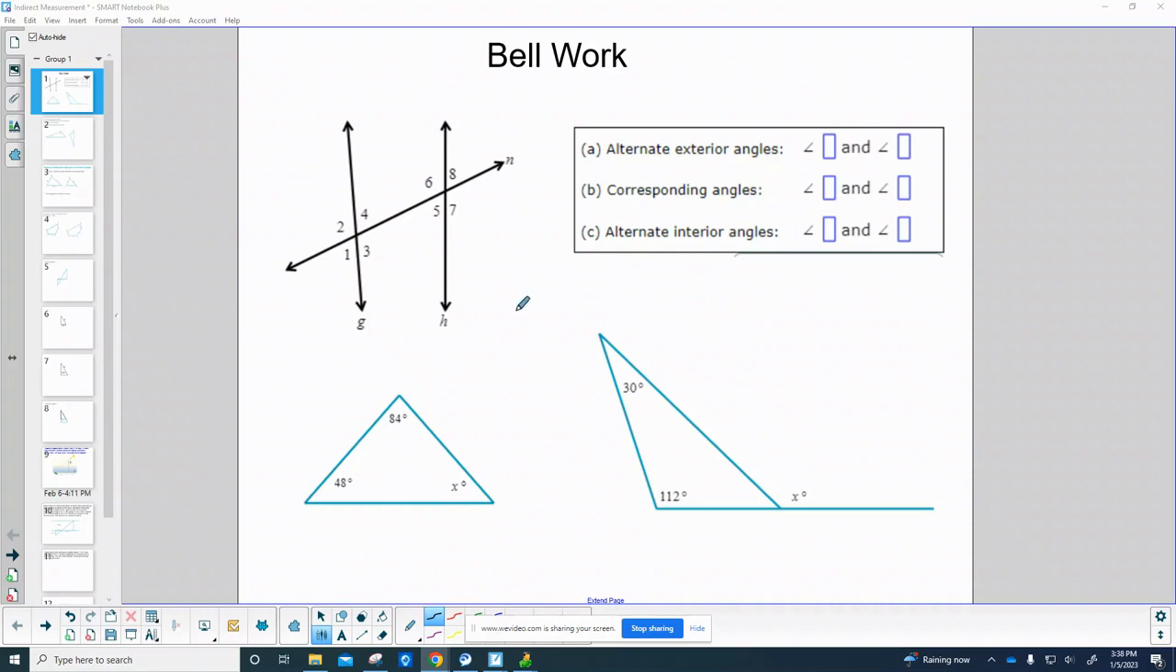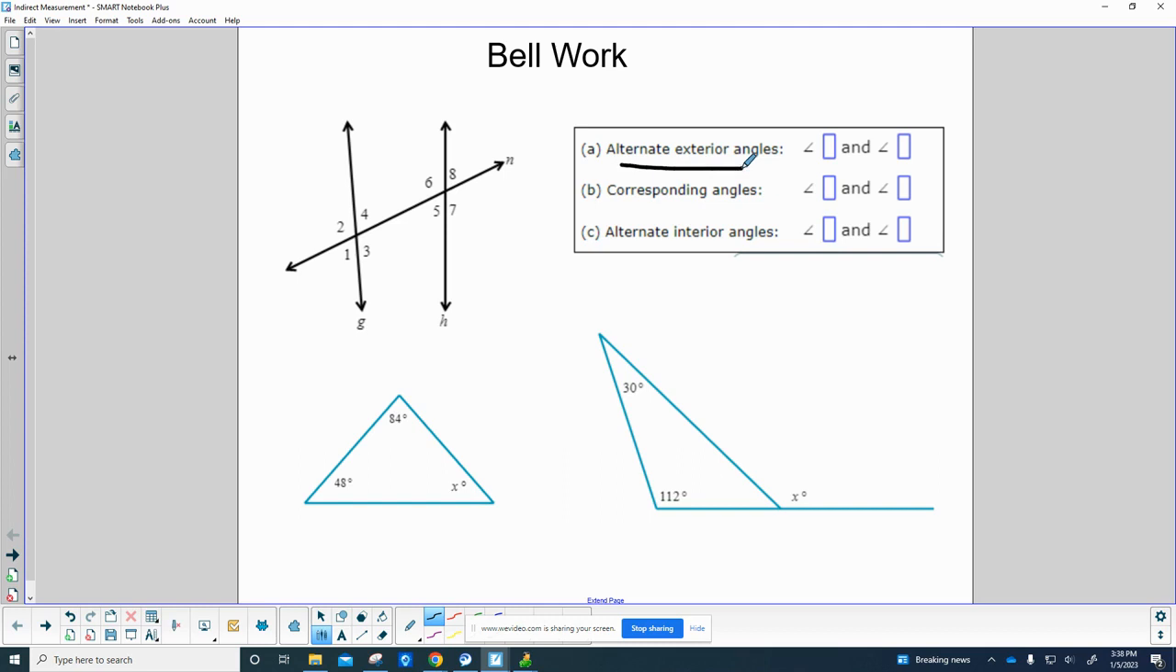All right, let's get started today. So we've got a couple of bell work problems. I don't want to spend a lot of time on them, but we got this diagram here, and they want us to know, do we know any alternate exterior angles? And just quickly, I look at that and say, oh, I got 2 and 7 or 1 and 8. So I would put 2 and 7 or 1 and 8.